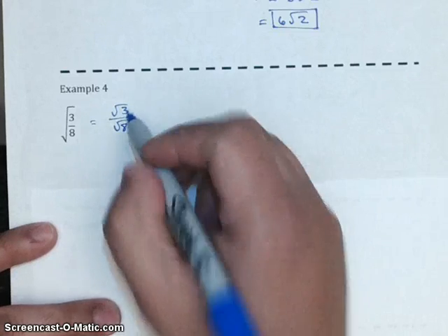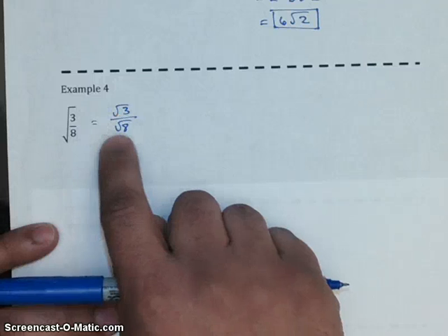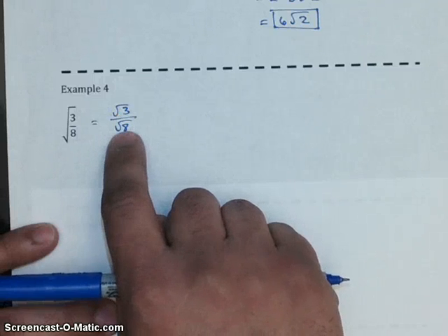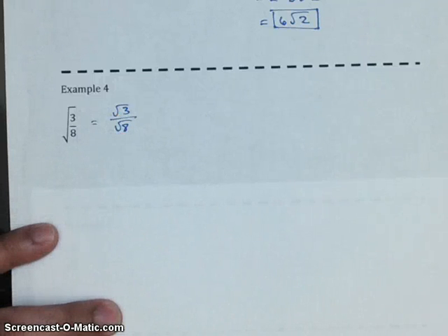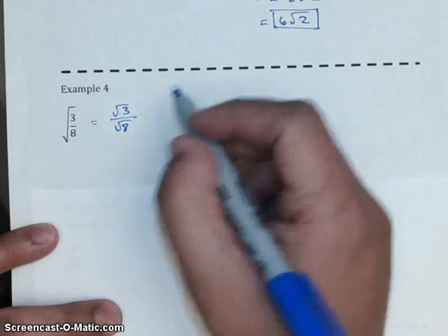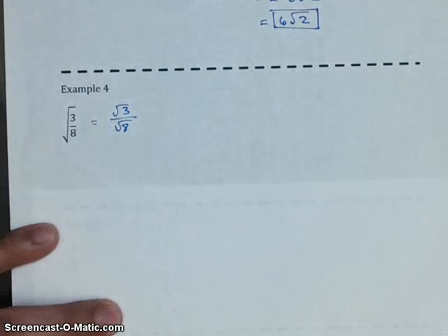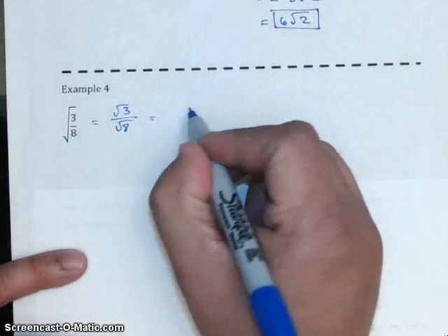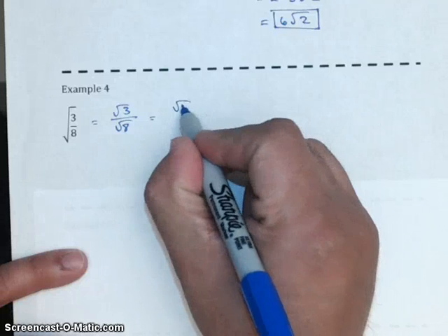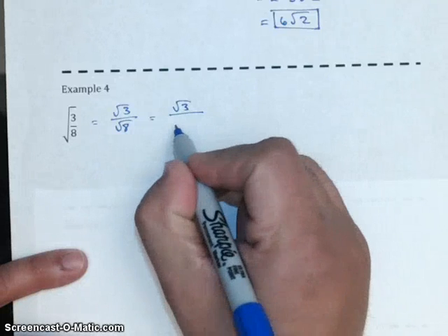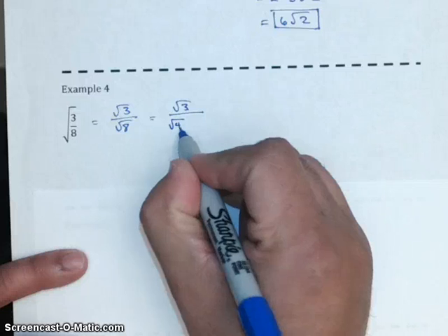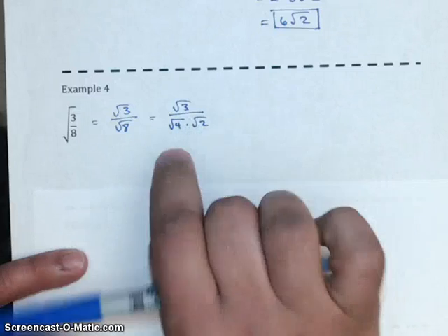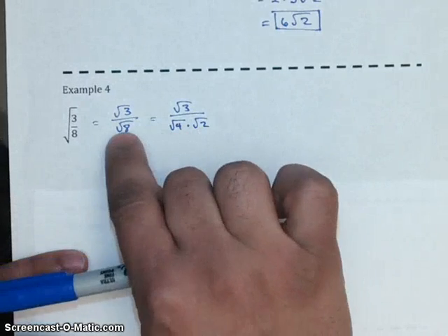Okay, but I can't have a square root in the denominator, so I'm going to have to break this down and factor it out. Alright, so let's see, factoring this out, I'm going to have square root of 3 on top as my numerator, and I'll break this up into the square root of 4 times the square root of 2, because the 4 times 2 would give me 8.